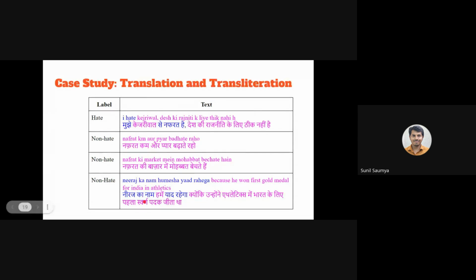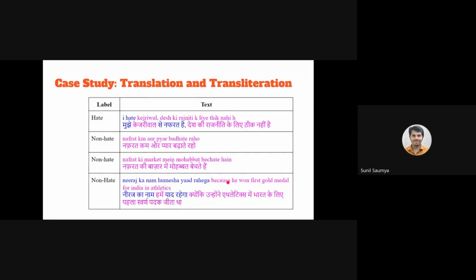Look at the last sentence. Neeraj का नाम हमेशा याद रहेगा because he won the first gold medal for India in athletics. All these blue words were English words, so here the translation happened. And you see one limitation here. Kejriwal was identified as a Hindi word, but Neeraj was identified as an English word. There were some challenges and limitations which we could not address at the time we did this work. But now we have better libraries to do this conversion.